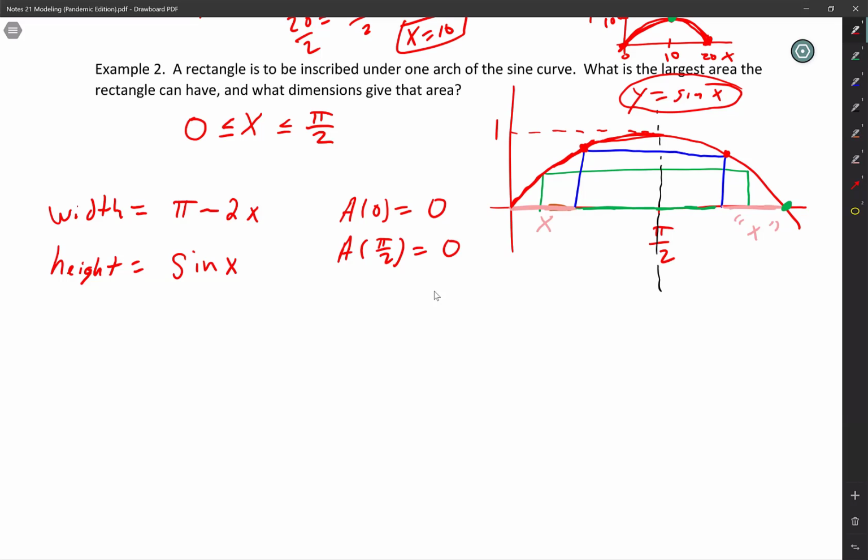If my x value is pi over 2, that means you're right on this black line here, and you just have a stick. And you have no rectangle again. It's just a stick, and it has no area again as well. Because at my two extreme values, I have no area, 0. If I get a critical number between 0 and pi over 2, I know for a fact that it must be an absolute max. It must. Does that make sense?